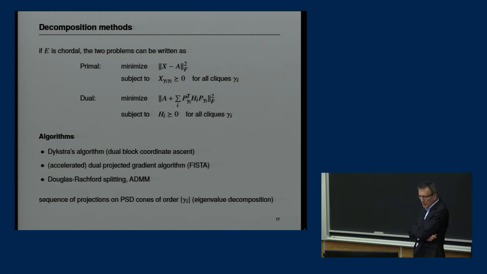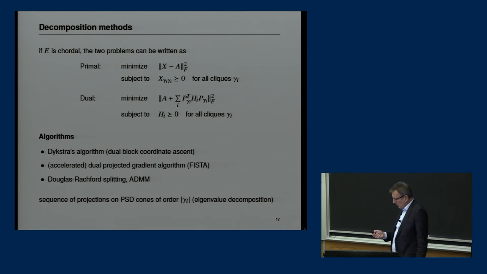And in large-scale optimization, there are many algorithms that are well suited for problems like this. Dykstra's method is a famous method that solves projections on an intersection of convex sets by a sequential projection on each of the sets, and that's equivalent to dual block coordinate descent. FISTA, or the projected gradient method applied to the dual, would work on this structure. And more generally, you can have ADMM and Douglas-Rachford splitting. In all these methods, the cost per iteration is reduced to a projection on a smaller symmetric positive semidefinite cone. If the cliques in the matrix are sufficiently small, these are just small, dense eigenvalue decompositions.